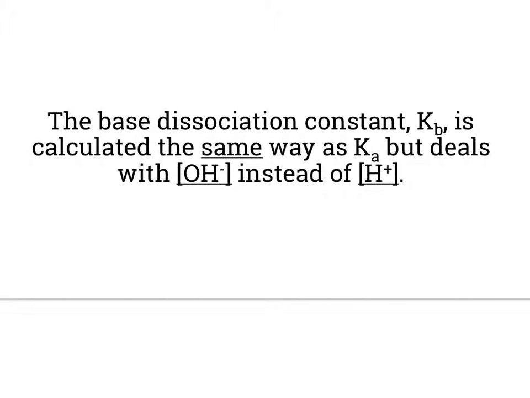Occasionally you'll see what's called a base dissociation constant. It's calculated the exact same way as our Ka, just deals with bases. So the higher the Kb, the stronger the base, which is the exact opposite. So the higher the Ka, the stronger the acid, but also the weaker the base. And the higher the Kb, the stronger the base, that also means it's a weaker acid. And typically it's dealing with hydroxide instead of hydrogen.